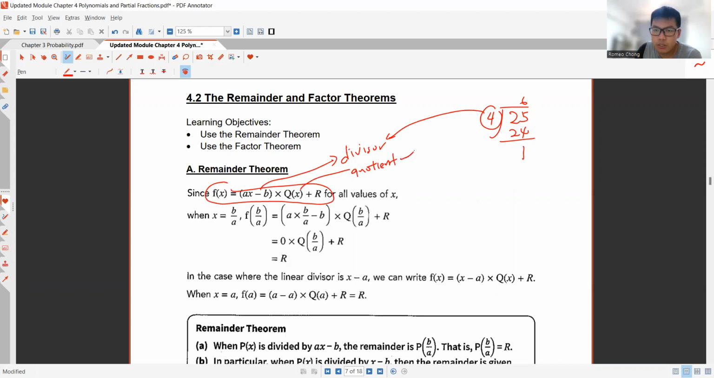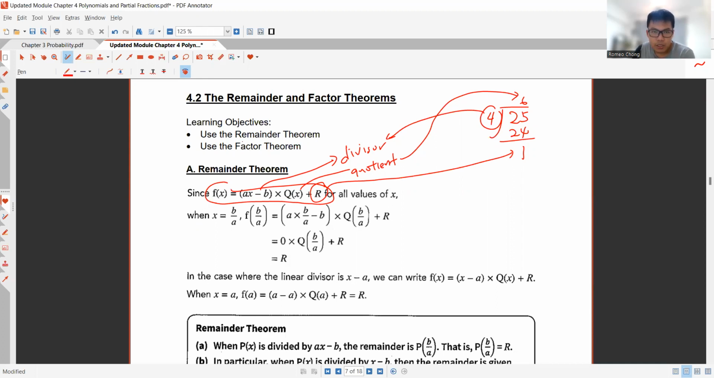Okay, quotient. So the quotient is actually referring to the answer that you obtain on top when you do the long division. Then the remainder will be this one, 1. So there are three things in your division algorithm. The first one is the divisor, the second one is the quotient, and the last one, R, is your remainder.